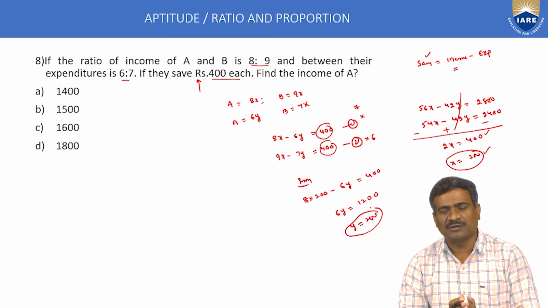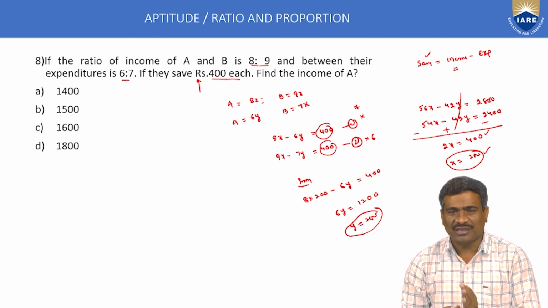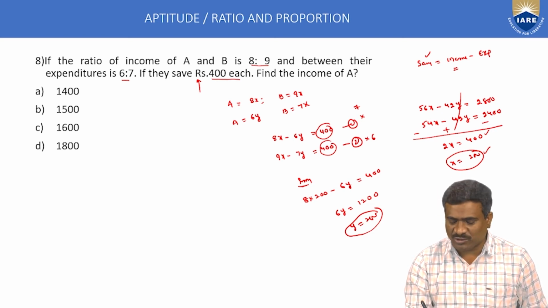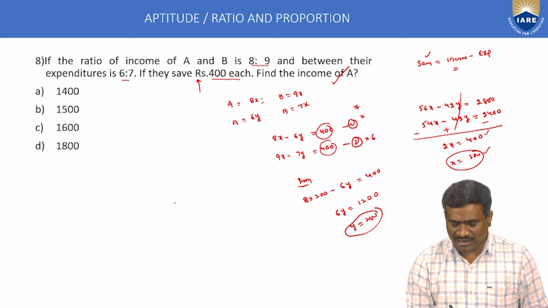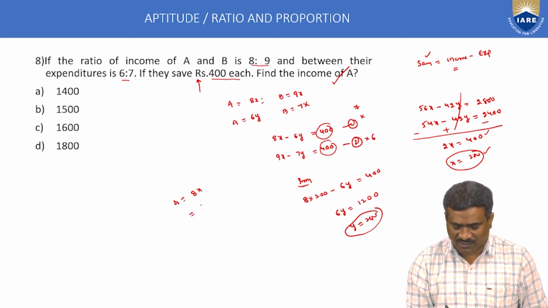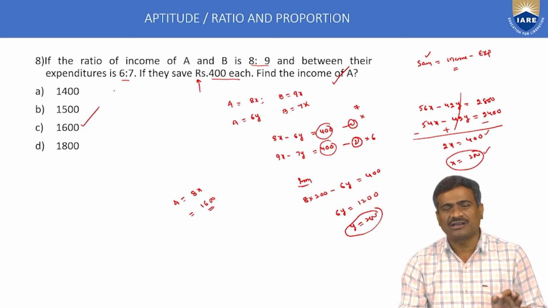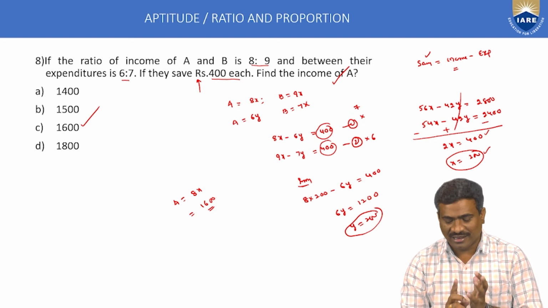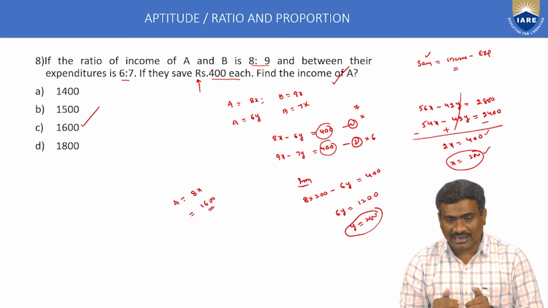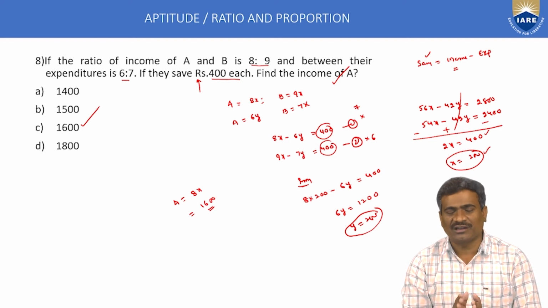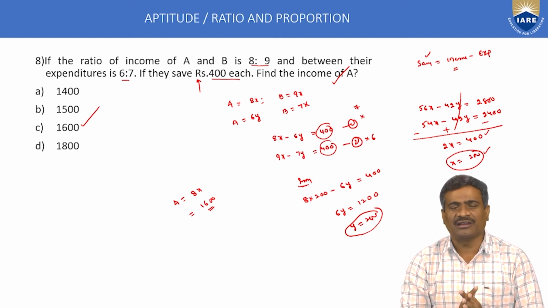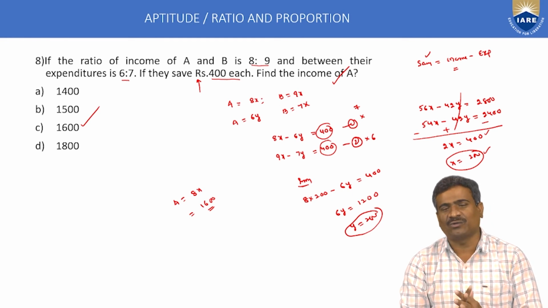Here y is nothing but the expenditure ratio and x is nothing but the income ratio. But calculate only the income of A. Income of A is equal to 8x, where x is equal to 200. Answer 1600 only correct. Option C only correct. A income 8x, that is 1600. A expenditure 6y is 1200. We want only income, that is 1600.